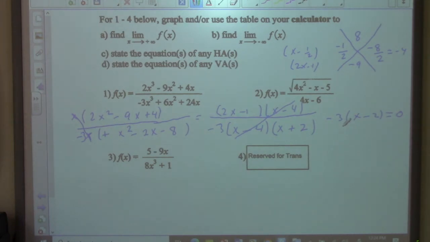Okay, let me show you what's happening. We got to solve for this, right? So let's divide by -3. What's 0 divided by -3? 0. So we have that x minus 2 is equal to 0, so x is equal to 2. So that's going to be our vertical asymptote. X is equal to 2. And so that's our vertical asymptote.